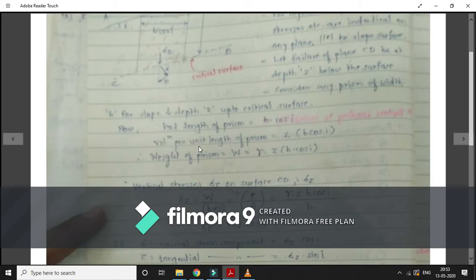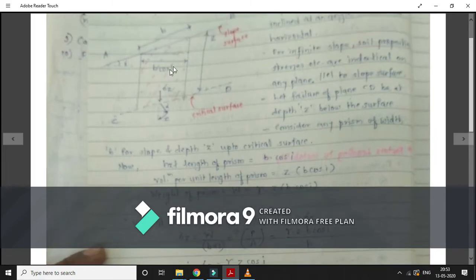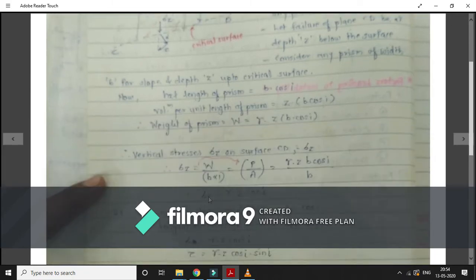The volume per unit length of the prism: volume is area multiplied by unit thickness. So I can calculate the area of this. This is B cos i multiplied by Z, just like a trapezoidal rule we are using here. So Z into B cos i. This is the width, this is the depth. The weight of the prism is this volume multiplied by gamma, where gamma is the unit weight of the soil. So gamma multiplied by this volume will give the weight of the prism.